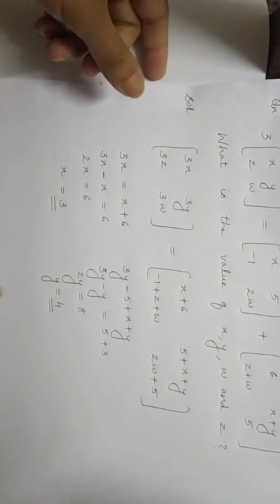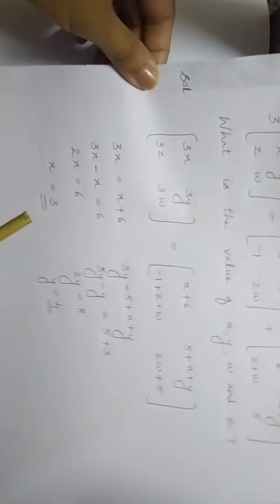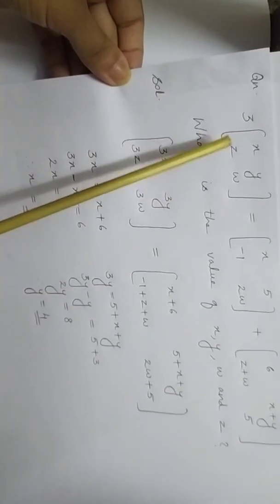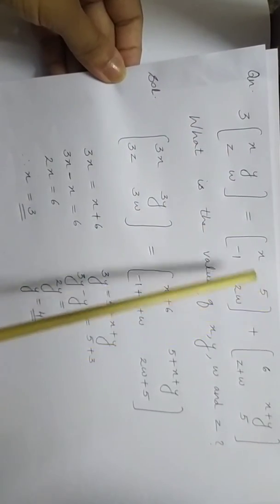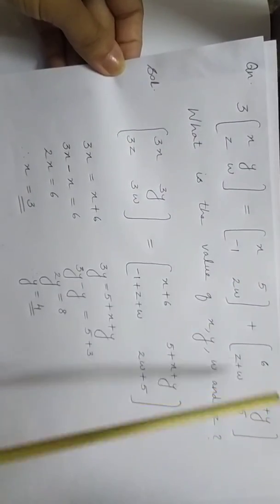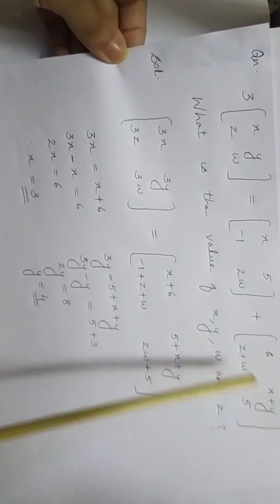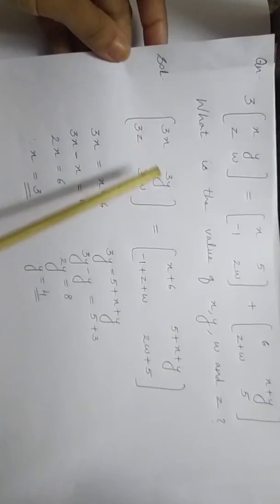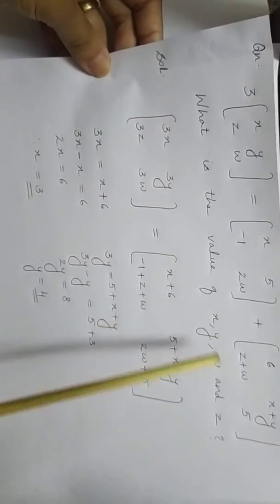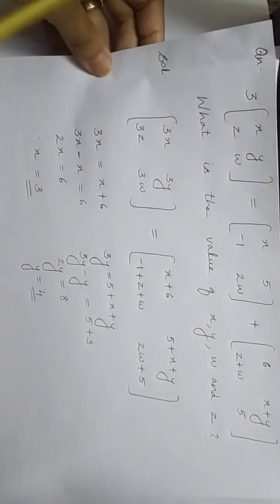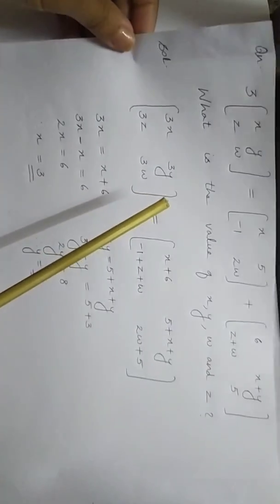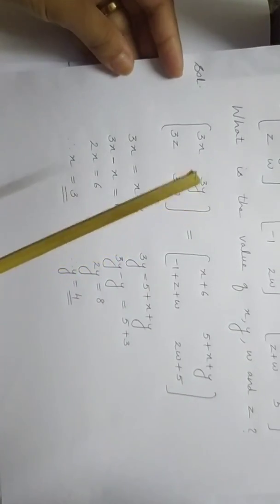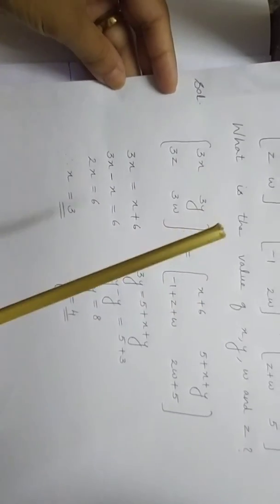Now, let's see one example. First question is 3 into the matrix x, y, z, w equals the matrix x, 5, minus 1, 2w plus 6, x plus y, z plus w and 5. Question is, what is the value of x, y, z and w? So what should we do first? Here we are actually making use of some of the properties of matrices we learned, and we are going to apply them here.